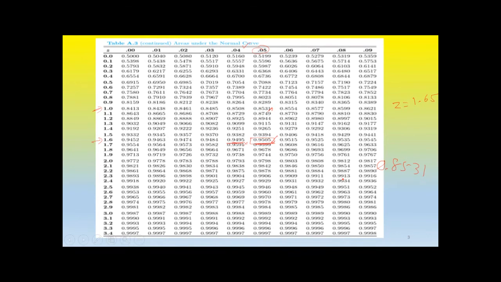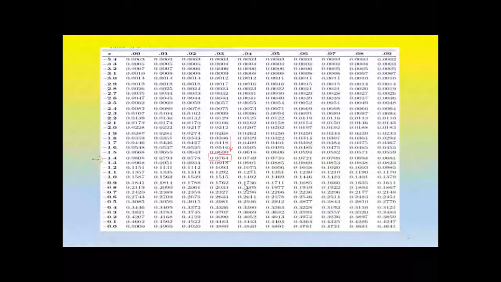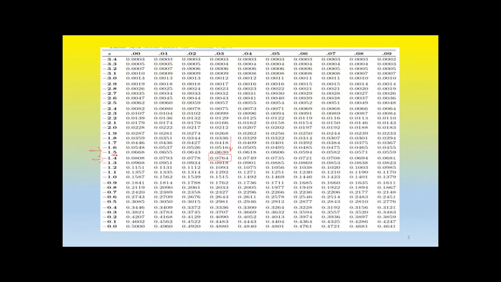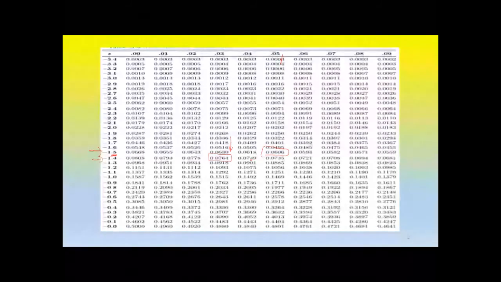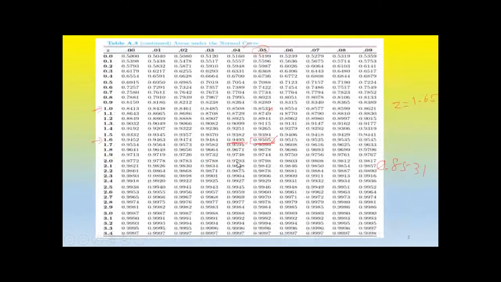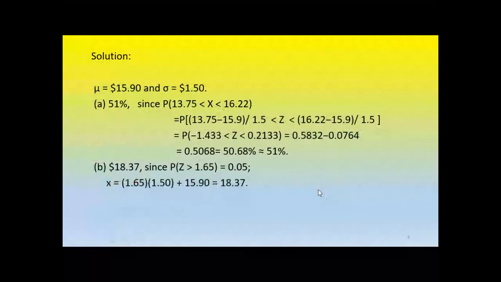Second, negative 1.55. The next value is 0.05, so this is the column. Go to this row and this column. It will give you 0.0606. So the area to the left of Z1 is 0.0606. So we use these two values, 0.0606 for the smaller Z and 0.8531 for the bigger Z, isn't it?